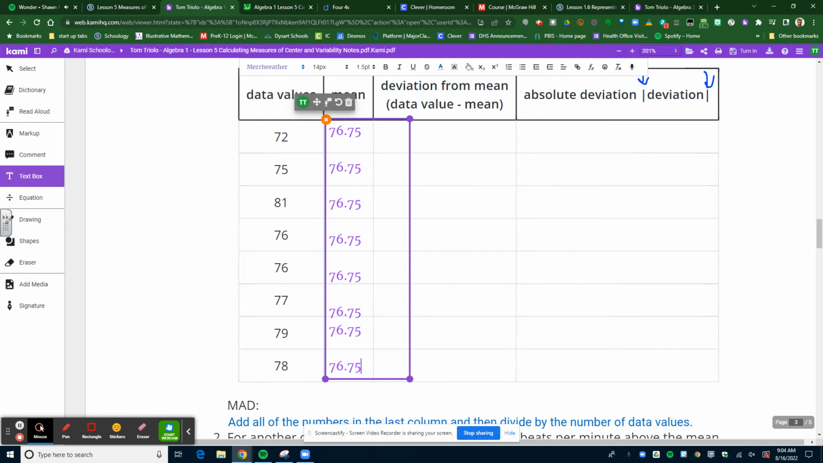Okay, deviation, that means how far it changes. So we take this data value and subtract it from that. Let's see if we can do this in our heads, not use Desmos for everything. If I have $76.75 and I subtract $72, I'm going to tab over a couple times. Okay, so 76 minus 72 is 4, so 4.75.